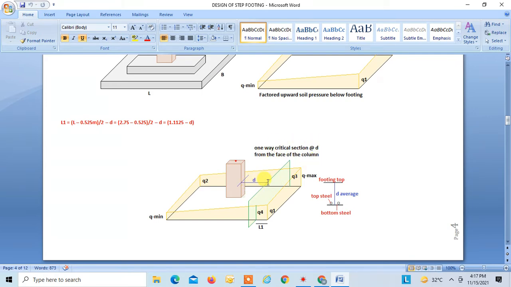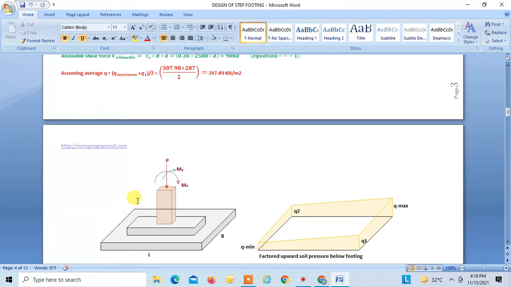Okay, so this is the critical section for one-way shear at a distance d from the face of the column. So this is the distance d from the face of the column. For this section we will try to assume one effective average effective depth D. What is average effective depth D? So this is the top of the footing, this is bottom steel, this is top steel. So we will take the average effective D, which will be the same for the reinforcement in both directions, right?